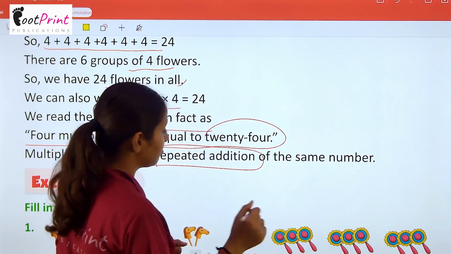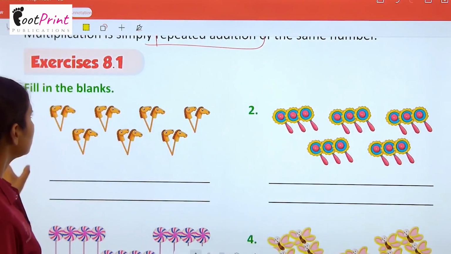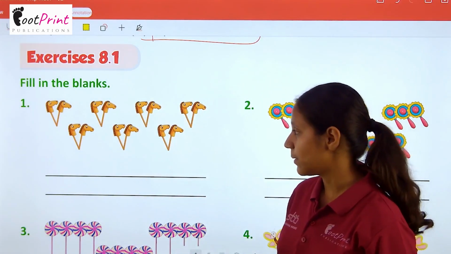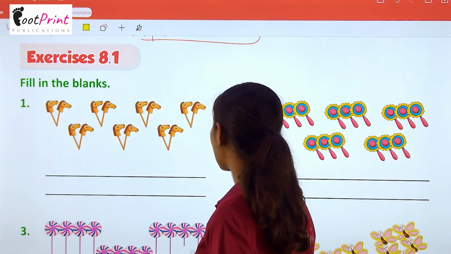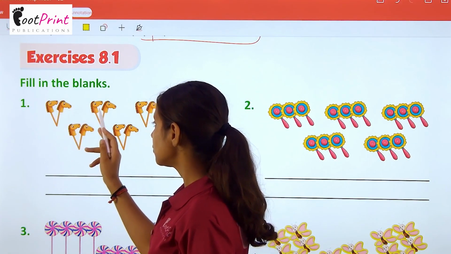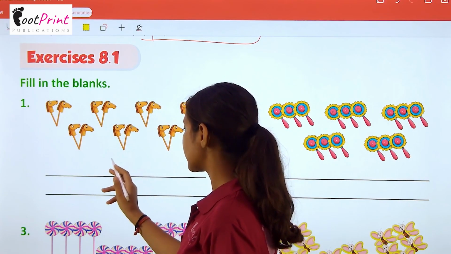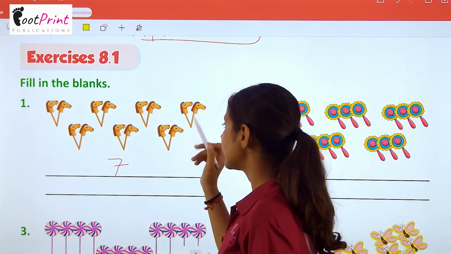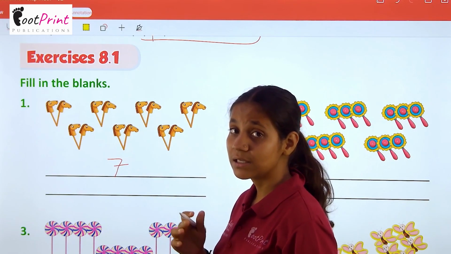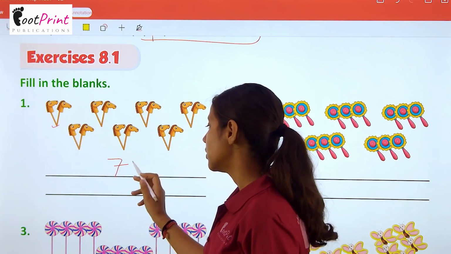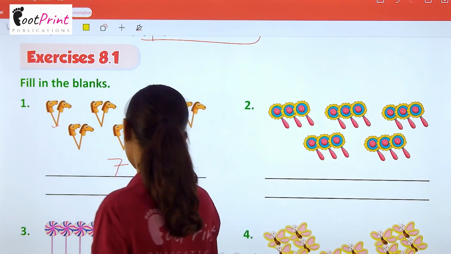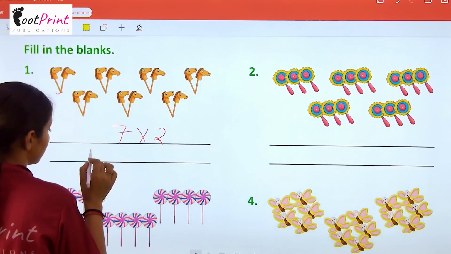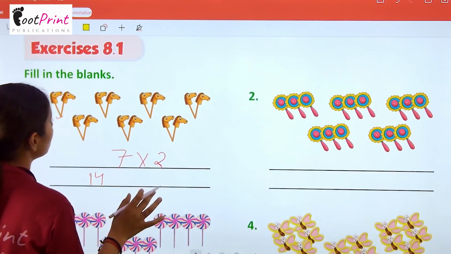Now we are doing exercise number 8.1. Fill in the blanks. What we have to do here is simply calculate. 1, 2, 3, 4, 5, 6, 7 groups are there. Each group contains 2. So 7 into 2. What will we say here? 2 multiplied by 7 is 14. So you have to write that here.